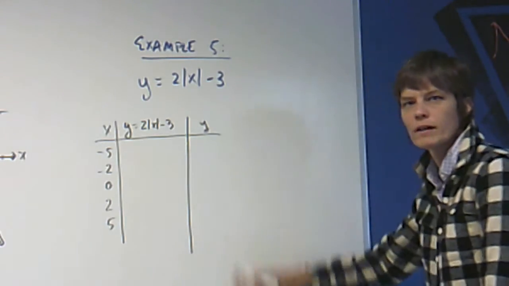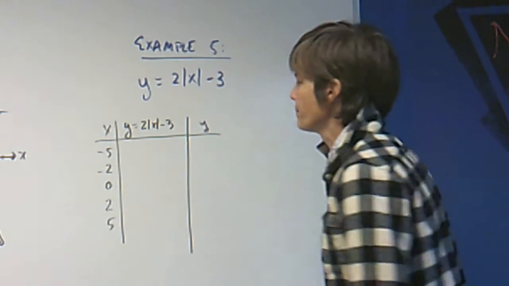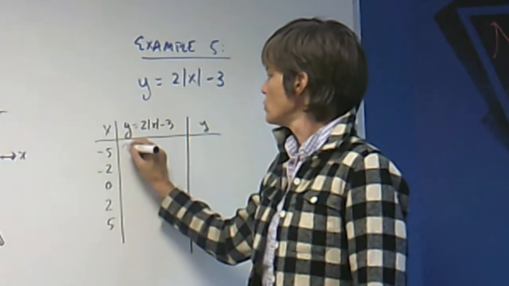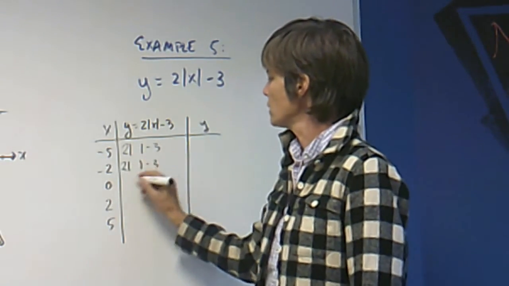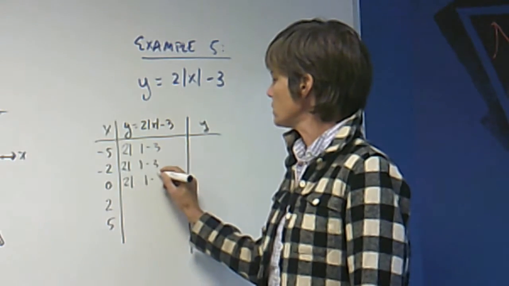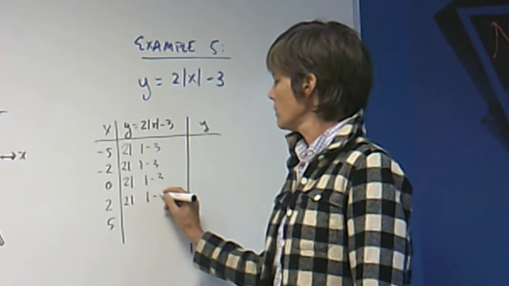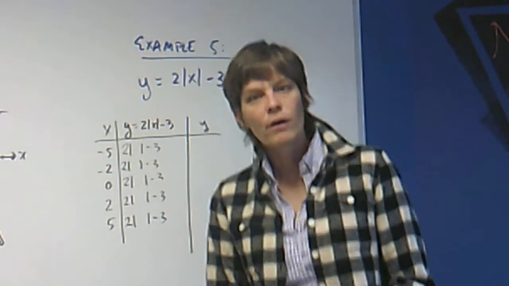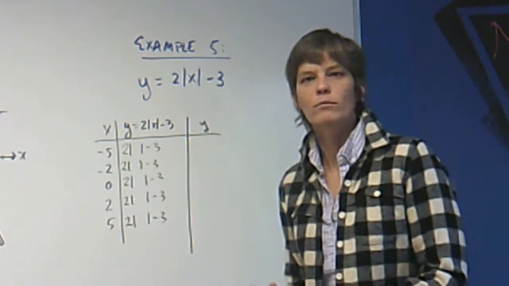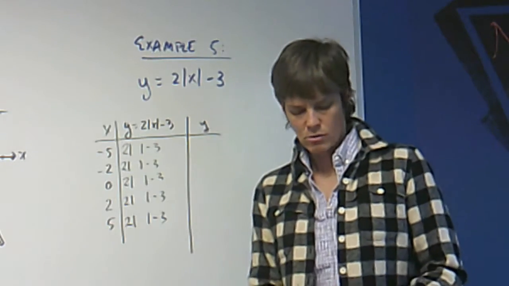We'll have to have a micrograph like down here, and I'll zoom in later, okay? So, 2 absolute value of x minus 3. That's what we're doing over and over and over again. We're just changing what we're going to put in, okay?